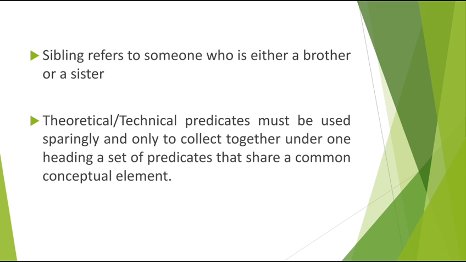For example, the word sibling. Sibling is not a word in the everyday English vocabulary, but it is a technical term used to refer to someone who is either a brother or a sister. Sibling is to brother and sister what parents is to father and mother. And here the theoretical or technical predicates must be used sparingly and only to collect together under one heading a set of predicates that share common conceptual elements.